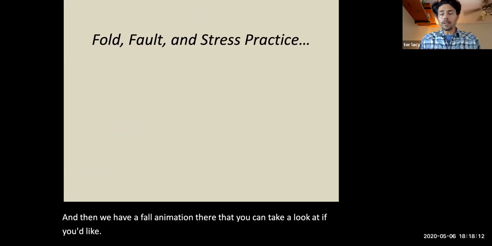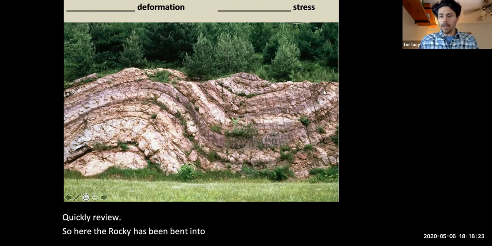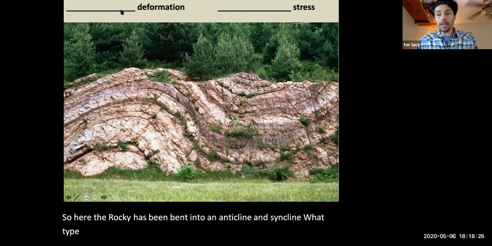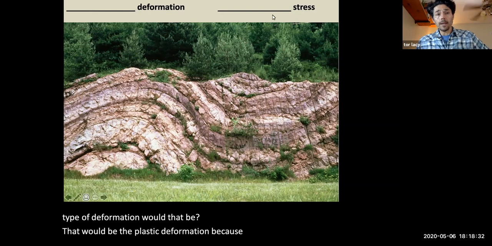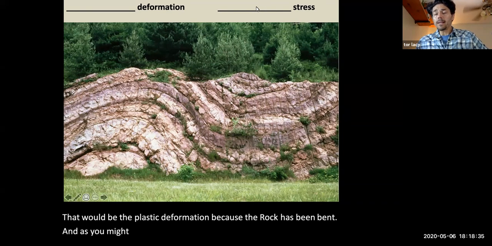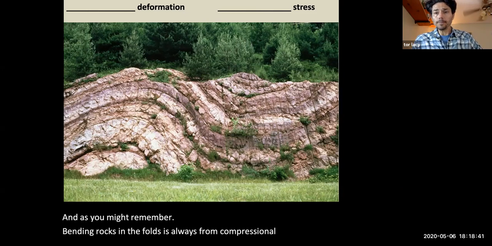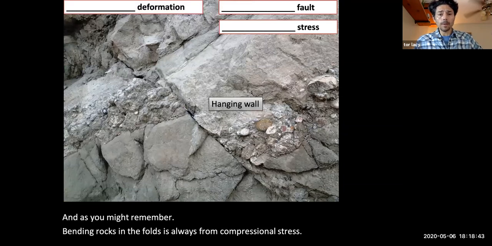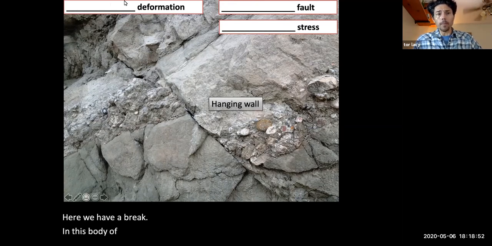Let's look at some photographs here to quickly review. So here the rock has been bent into an anticline and a syncline. What type of deformation would that be? That would be plastic deformation because the rock has been bent. And as you might remember, bending rocks into folds is always from compressional stress. Here we have a break in this body of rock. Breaks are from brittle deformation.